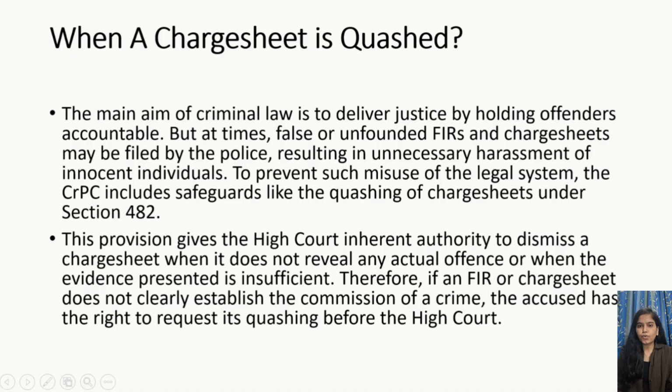Why is a charge sheet quashed? Criminal law aims to punish the guilty, but sometimes false or baseless FIRs and charge sheets are filed. To prevent the misuse, Section 482 of CrPC gives the power to the High Court to quash the charge sheet if it shows no offence or lacks credible evidence. This protects innocent people from wrongful prosecution and unnecessary trials.